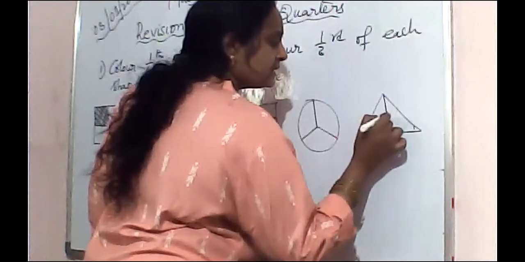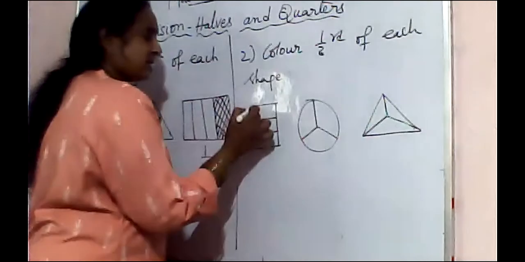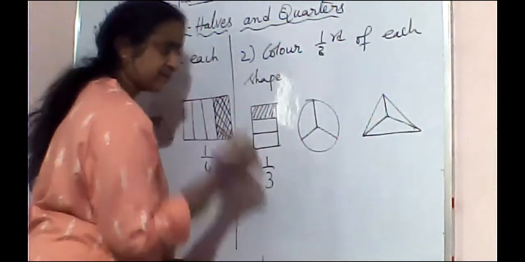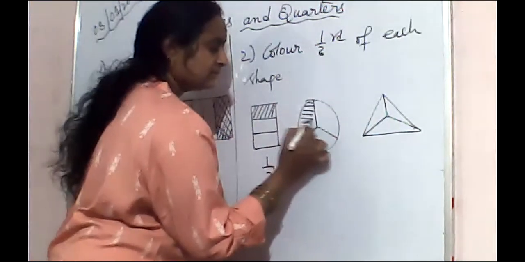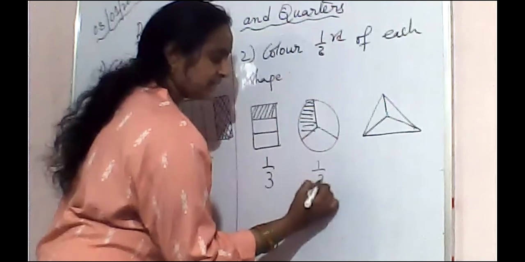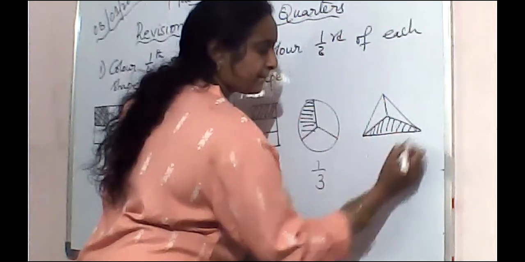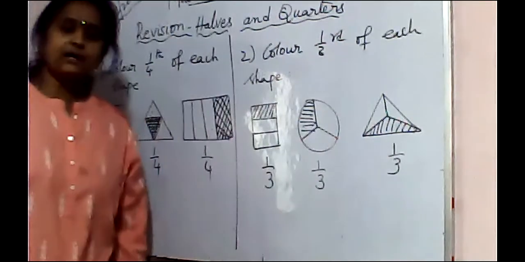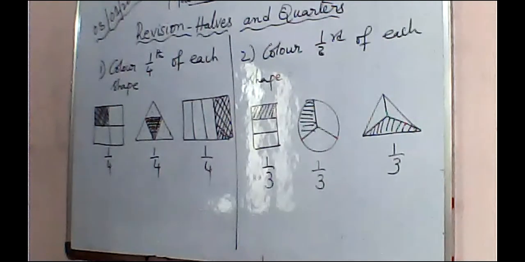Out of 3 parts, we have to color only one part. So any one part we can color. So this is 1/3. Here also we can color any one part. 1/3. Is it clear? Any doubt in this? No, ma'am. No doubt.